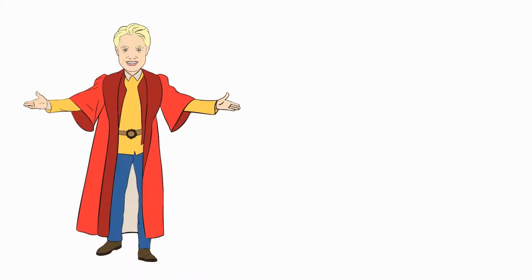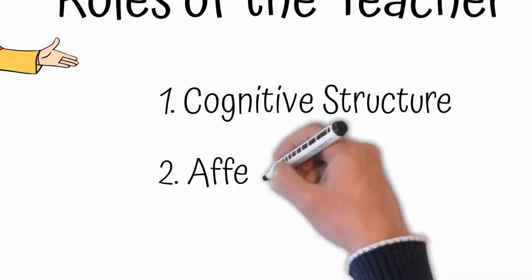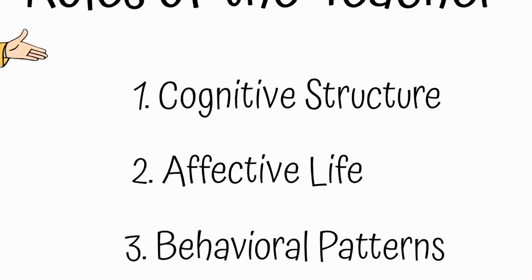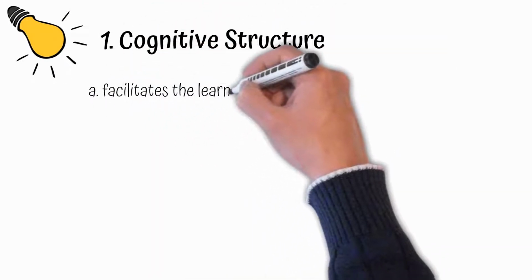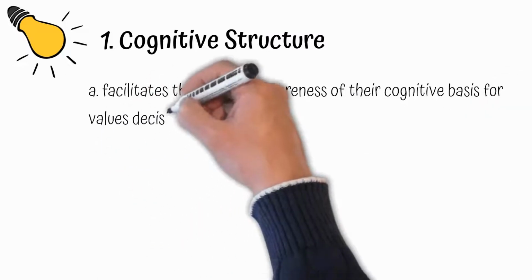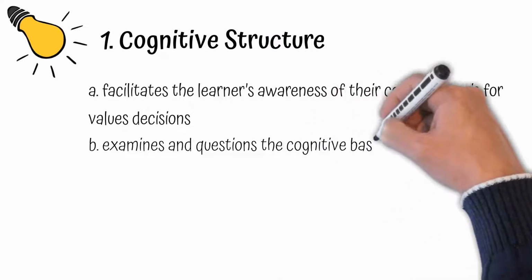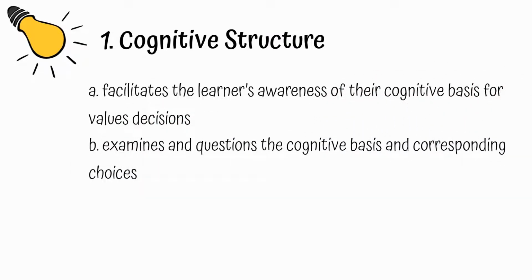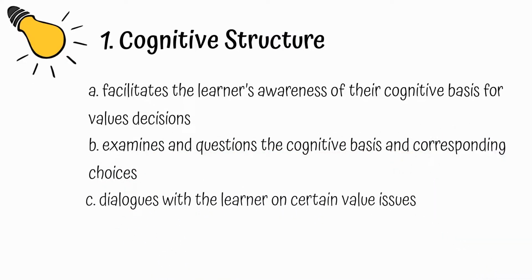Now, let's look into the teacher's roles during the valuing process in terms of cognitive, affective, and behavioral patterns. In terms of cognitive structure, the teacher facilitates the learner's awareness of their cognitive basis for values decisions. It's like asking the rationale or the philosophy behind the student's values. Then the teacher examines and questions this cognitive basis and corresponding choices. The teacher dialogues with the learner on certain value issues.